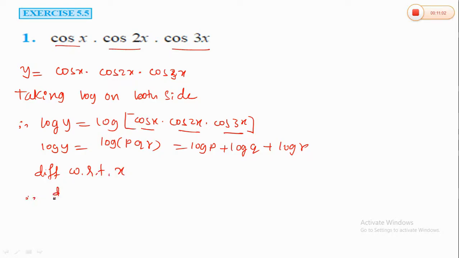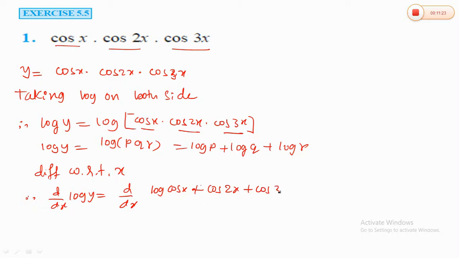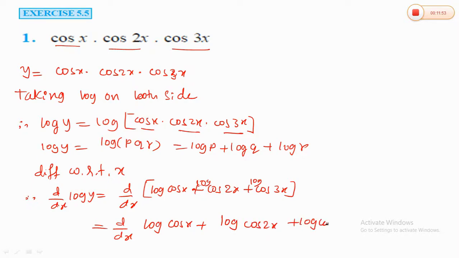Therefore, d by dx of log y equal to d by dx of log cos x plus log cos 2x plus log cos 3x. I will rewrite this step. So this equals d by dx of log cos x plus log cos 2x plus log cos 3x. For timing, I will cancel this step.